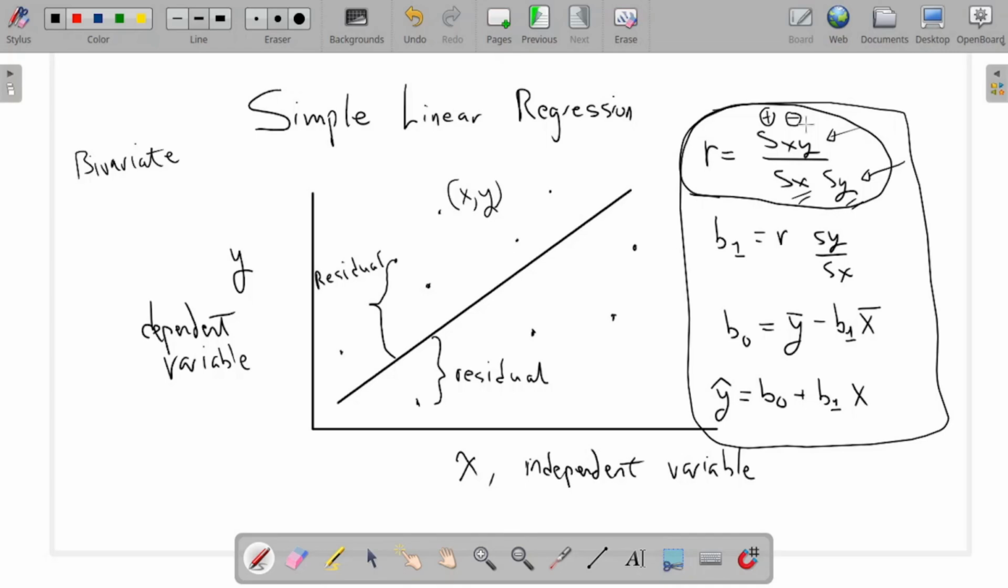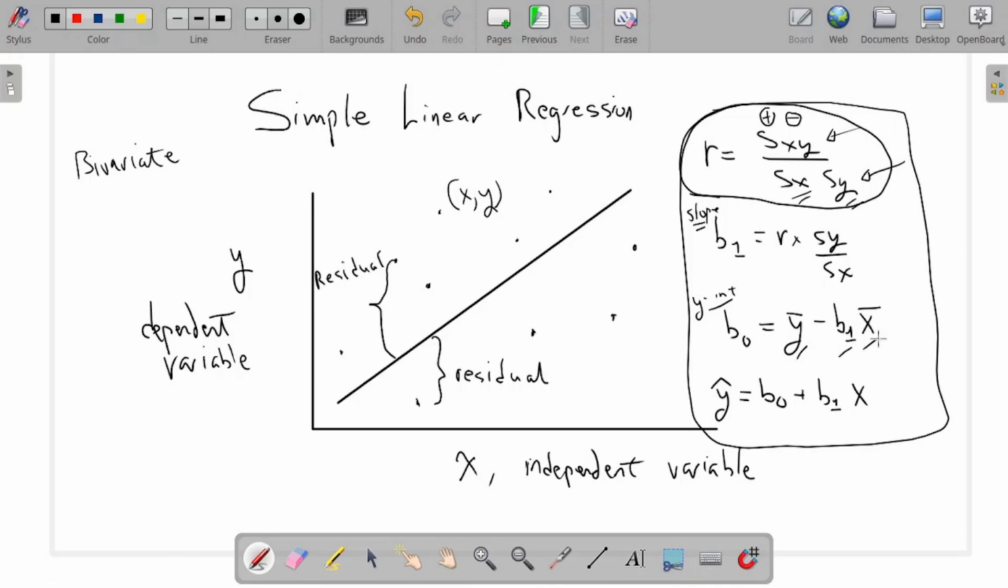Now, once you have that, you can go to the slope, which is beta 1 or b sub 1 if you want to call it that, which is R times the standard deviation of Y divided by the standard deviation of X. Now, with those two values in hand, we can move down to the y-intercept. The y-intercept is beta sub 0 or b sub 0, and is the average value of y minus the slope times the average value of x.